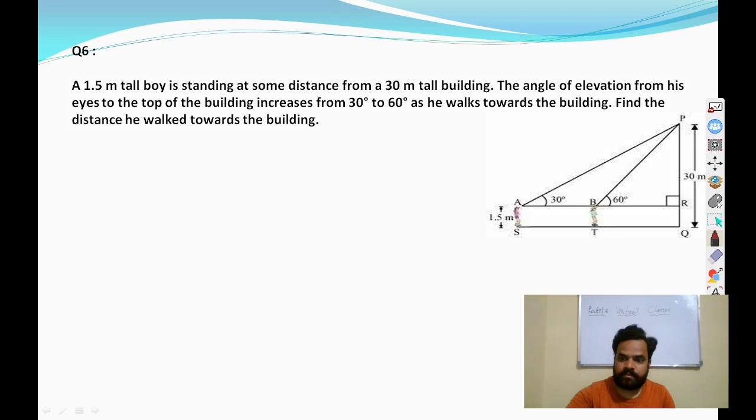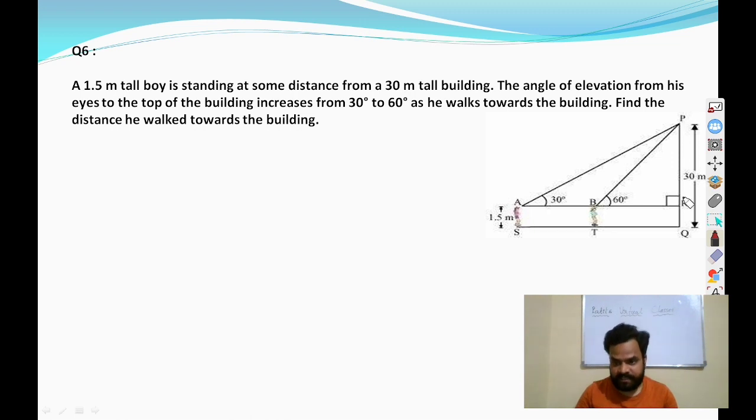So here is question number 6. Please do read such questions very carefully, especially from 6 onwards. Now the questions are going to be somewhat different, right? A 1.5 meter tall boy is standing at some distance from a 30-meter tall building. After reading one line, you can go for drawing the diagram of this particular problem.